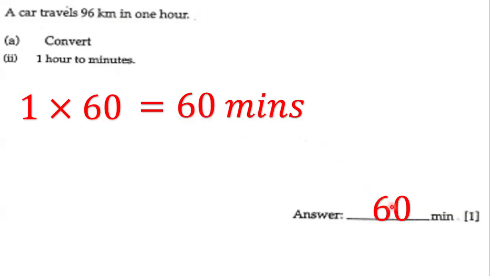So what do we have here? Okay, we have that the car travels 96 kilometers in 1 hour. And so we can say that this car travels 96 kilometers in 60 minutes. But remember, 96 kilometers is the same thing as 96,000 meters. And so basically we can say that this car travels 96,000 meters in 1 hour, or we can say that this car travels 96,000 meters in 60 minutes. So keep that in mind. This car travels 96,000 meters in 60 minutes.